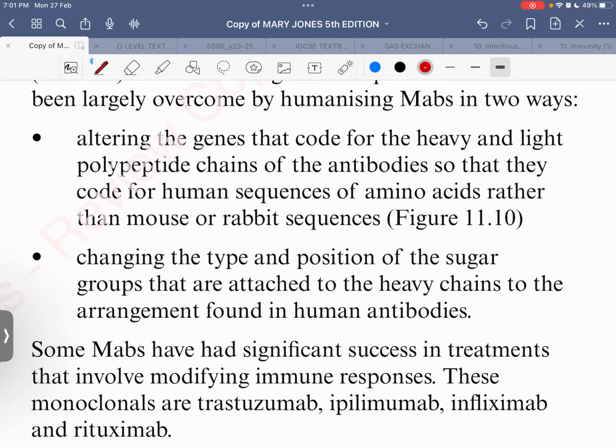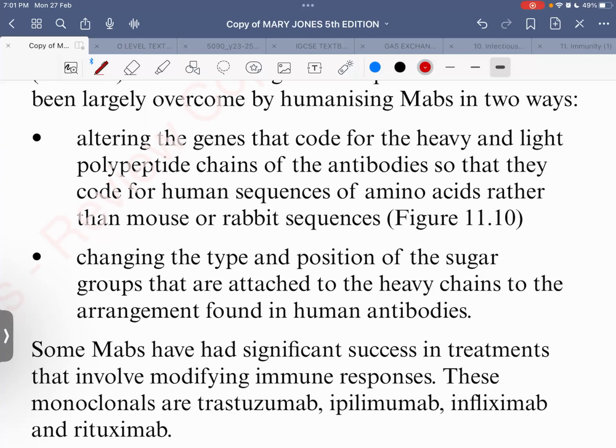तो हम उसको humanize करते हैं. How can we humanize it? Of course, gene technology से humanize होता है, and it can be done. आपको सिर्फ दो तरीके बताए हुए हैं यहाँ पे. We can alter the genes that code for the heavy and the light polypeptide chains of the antibodies so that they can code for human sequences.